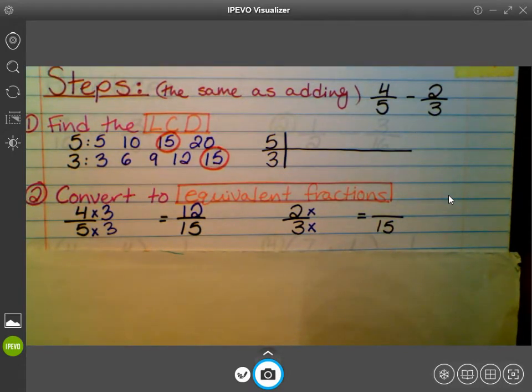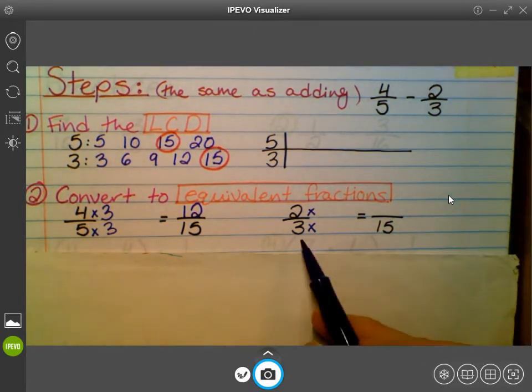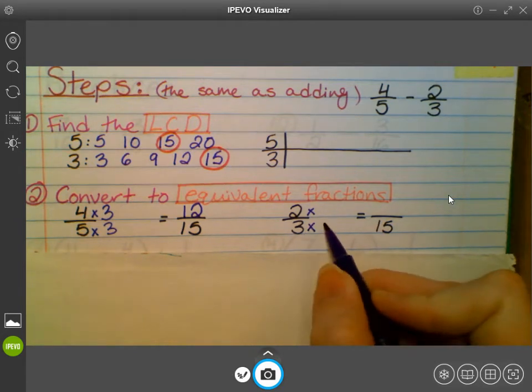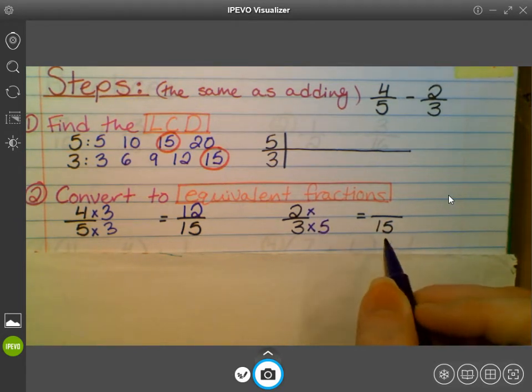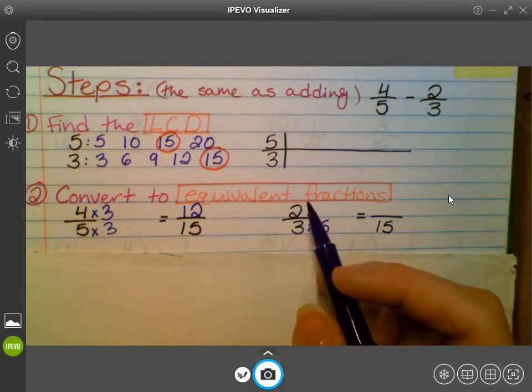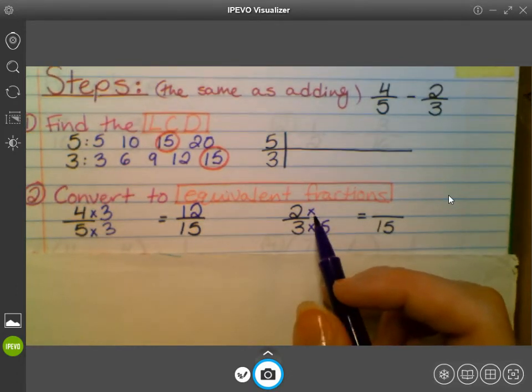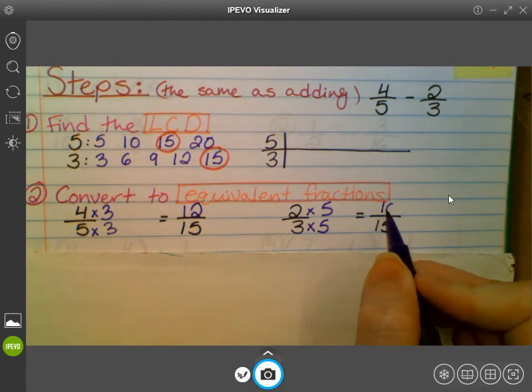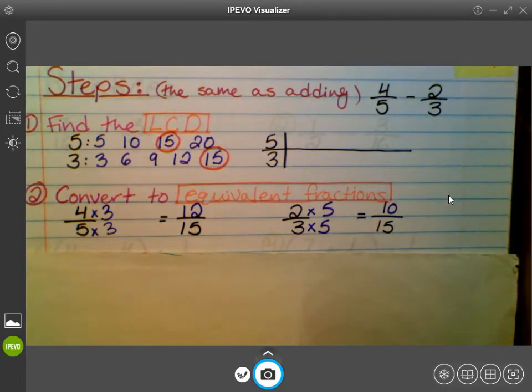How many of you got 12/15 when you're converting 4/5? Awesome. Then we come over to 2/3. Same thing. 3 times what equals 15? Show me on your hands. 3 times what equals 15? 5. So 3 times 5 equals 15. Whatever I do to the denominator, I have to do it to the numerator. So then 2 times 5 is 10. How many of you got 10/15 for 2/3?